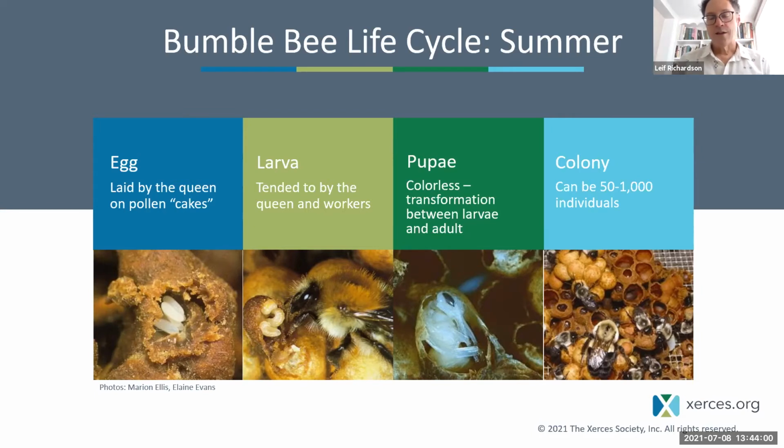But for now, I'll just say at some point, the queen stops laying eggs that are destined to become workers. And now she lays eggs that are raised to be reproductive females, queens or gynes, as well as drones or males. And eventually the colony, depending on the species, can get up to over 1,000 individuals. However, this is not typical.